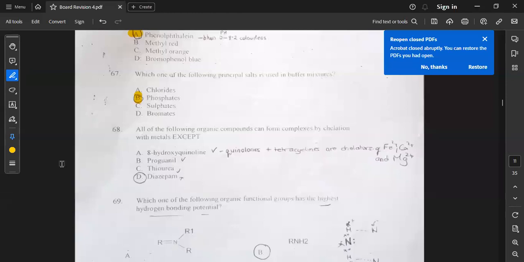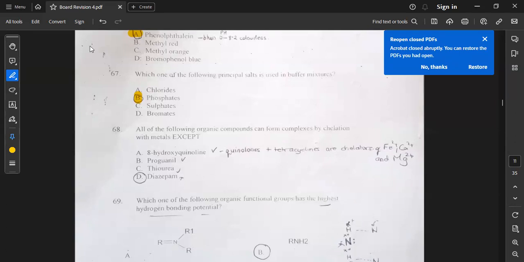All of the following organic compounds can form complexes by chelation with metals. Which one cannot? Which one cannot? Or should we skip?